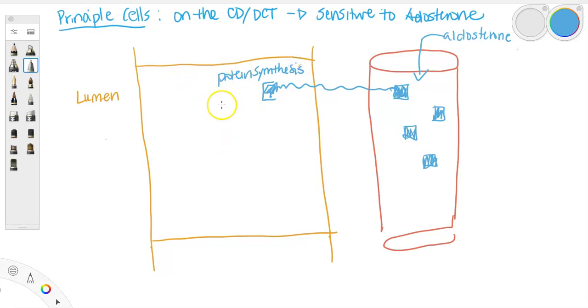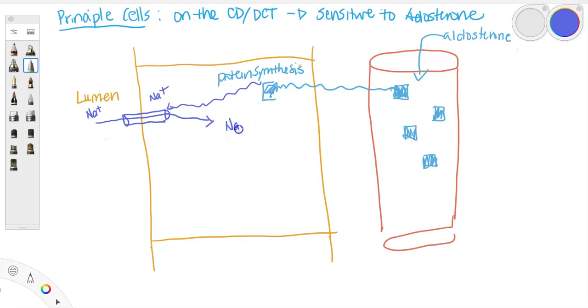And what it synthesizes is two things. So the first thing it synthesizes is a channel or channels on the luminal side of the cell for sodium. Okay, so it's making those, and it's allowing sodium to enter the cell, and let's enter the cell quickly.